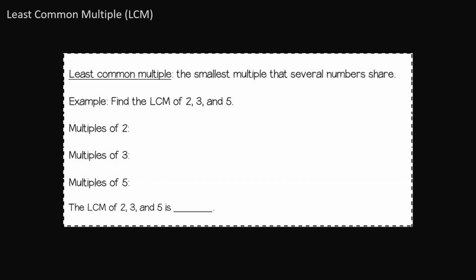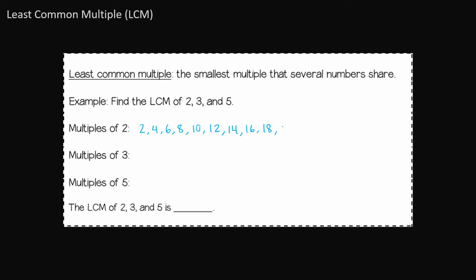First, let's take a look at how to find the least common multiple, or LCM, of numbers. The least common multiple we can define as the smallest multiple that several numbers share. So let's go ahead and just try to find the LCM of 2, 3, and 5. To do that, we need to list the multiples of these numbers. Basically, to find multiples of 2, we're going to be counting up by 2. So we've got 2, 4, 6, 8. So just again, counting up by the number.